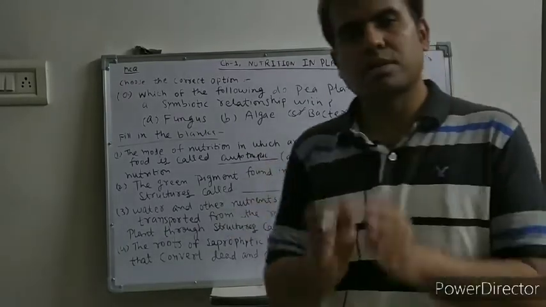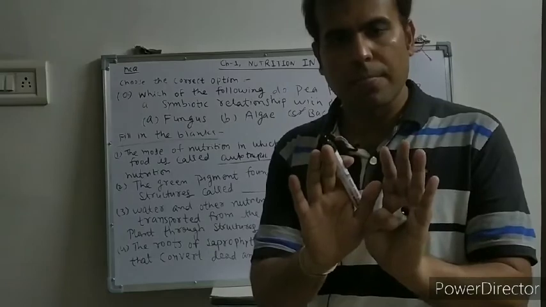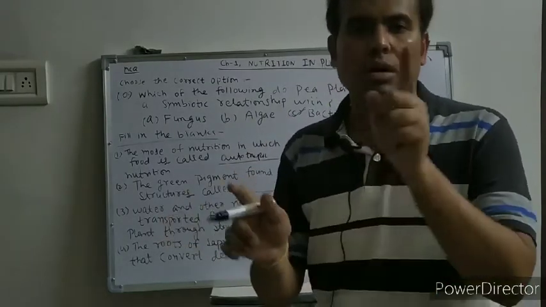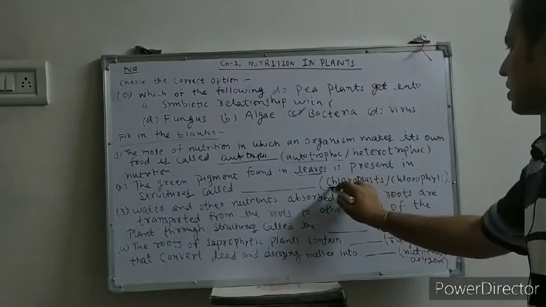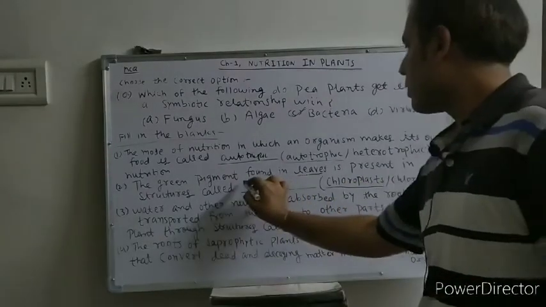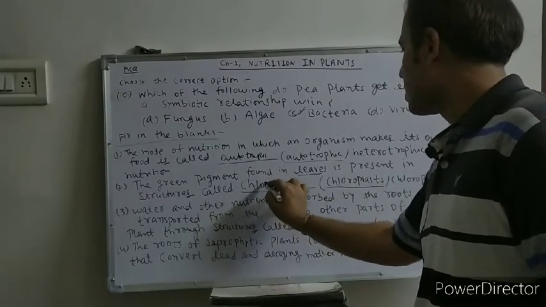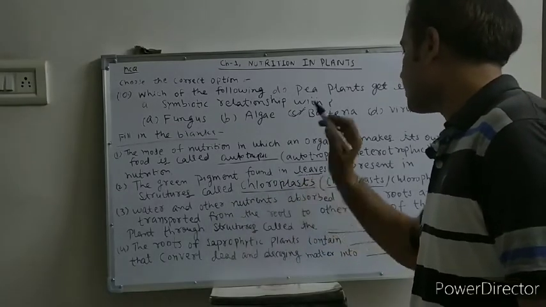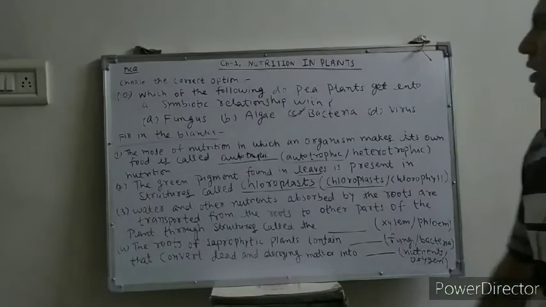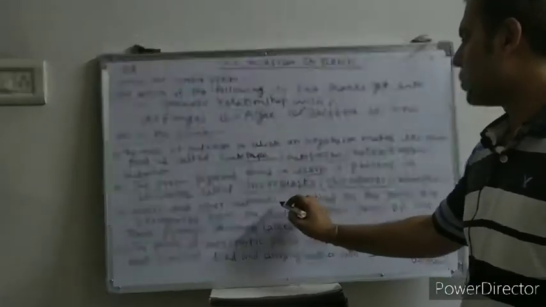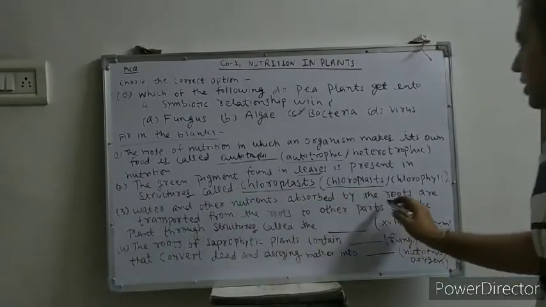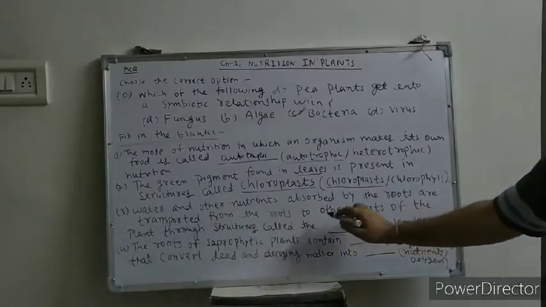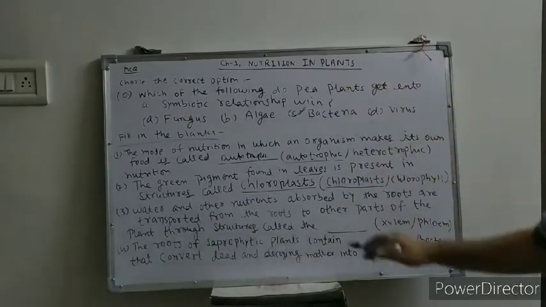Second question, the green pigment found in leaves is present in structures called, yes, the green pigment found in leaves is chlorophyll. And chlorophyll is found in which structure? Chloroplast. The name is chloroplast. So the correct answer is chloroplasts.